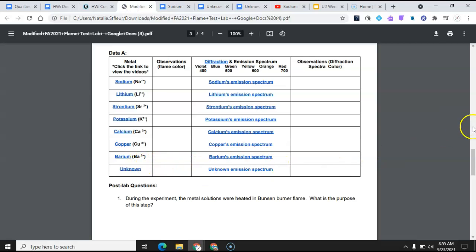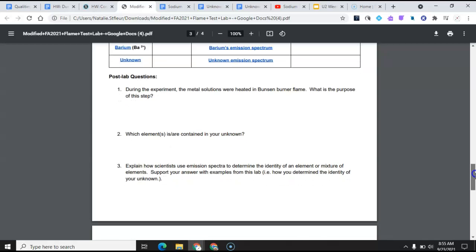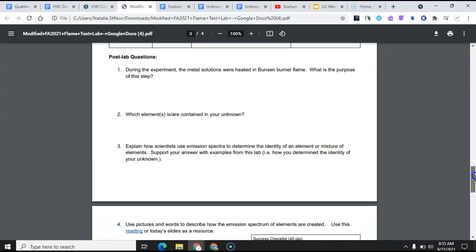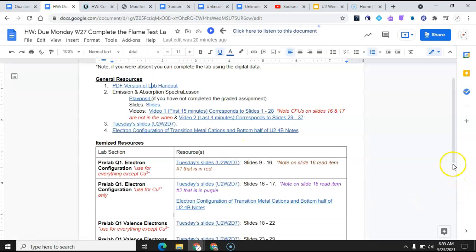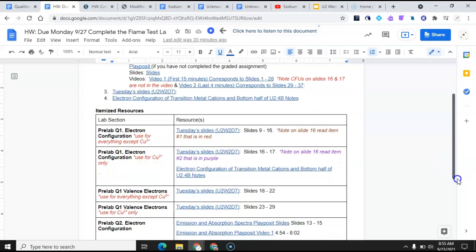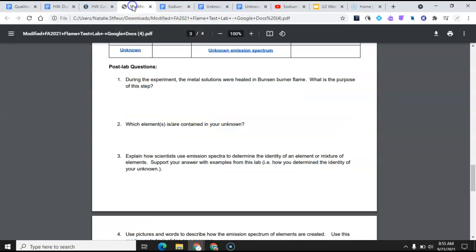All right, now we're going on to the post-lab questions. For the post-lab questions, once again, you're going to use the information that's linked in the resource list here. They'll be listed for the itemized resources. You find the correct post-lab question and it'll give you resources to help you.